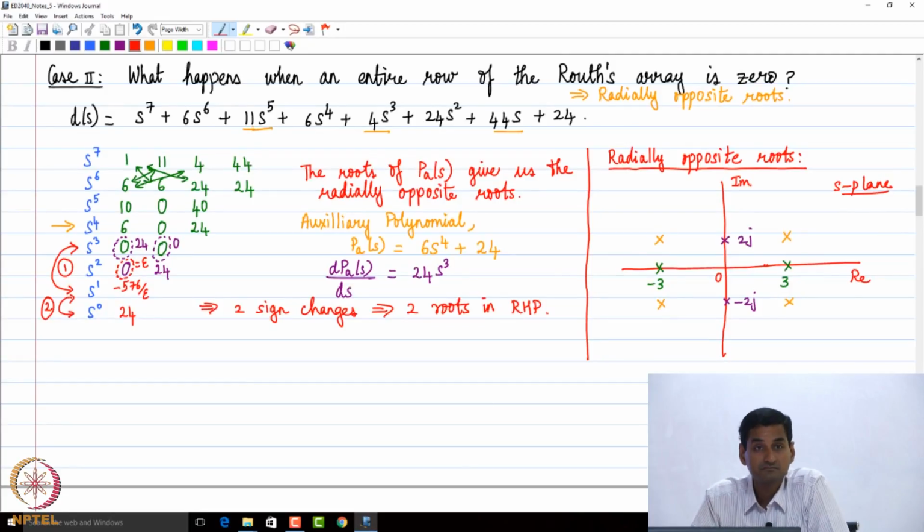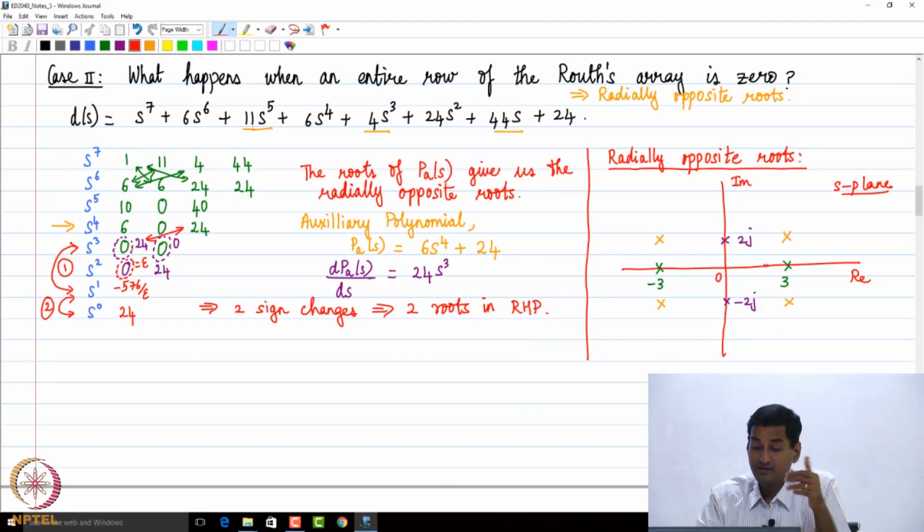This 24? Yeah, you multiply 24 with 24, minus 6 with null entry divided by 24, right. So you get, is it clear? Okay. So I hope my calculations are correct, right? I hope this array is correct, right? So that's what we get, so we get 2 roots in the RHP, right?